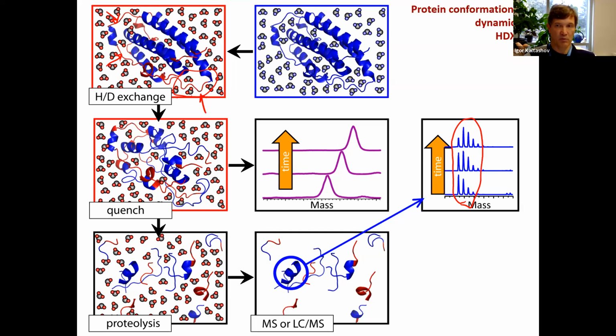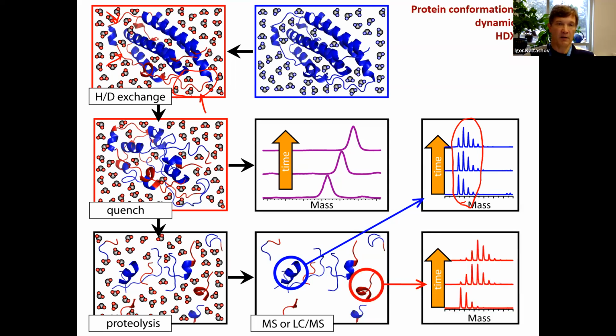So the isotopic distributions would be pretty much unchanged. But other segments that represent more dynamic regions of the protein, you would see a very significant incorporation of deuterium label. Okay, so this is how you do these measurements.